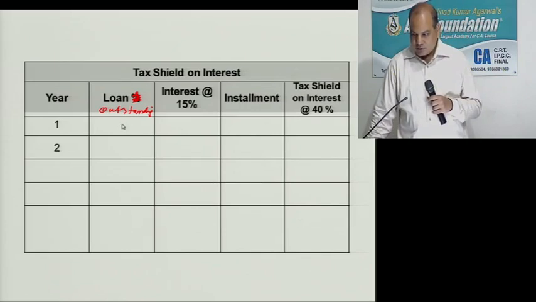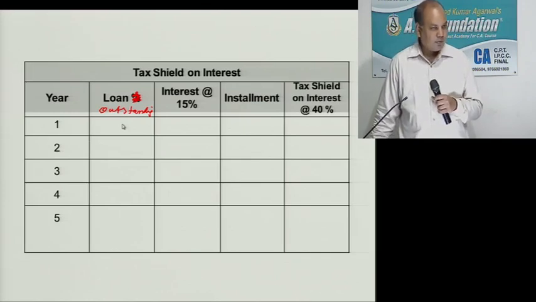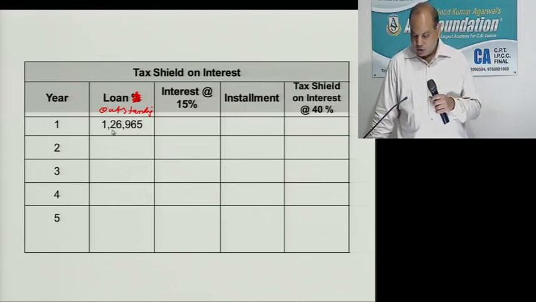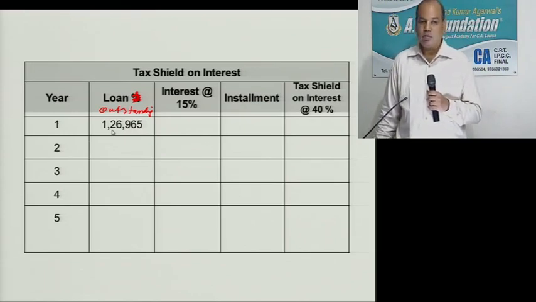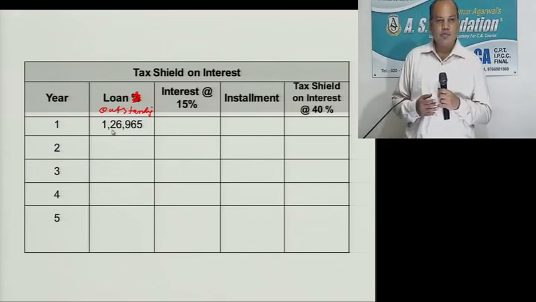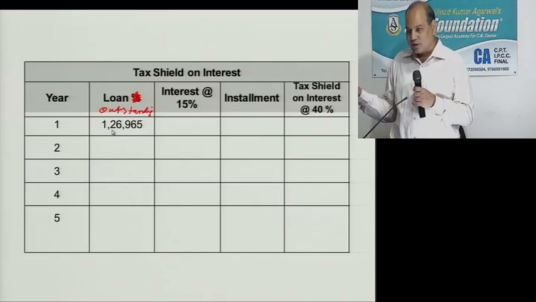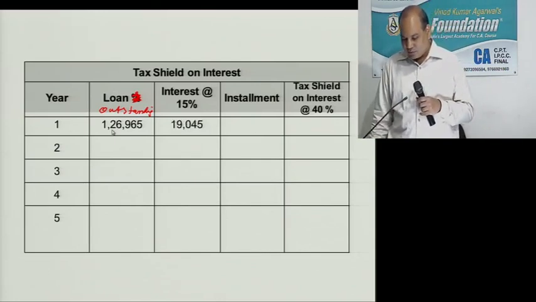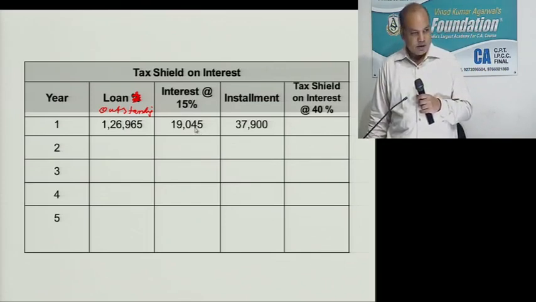Start with the first column, year 1, 2, 3, 4, 5. From where we will start? 126,965, the amount of loan that you have taken. In some problems, the amount of loan taken is less than the cost of the asset. Then you will write the loan amount, not the cost of the asset. Okay, continue. Interest at the rate of 15% on this amount: 19,045. Installment you are paying 37,900. On interest, you will get 40% tax shield.